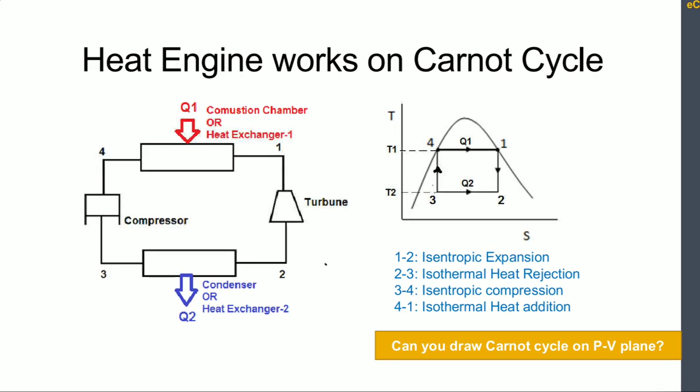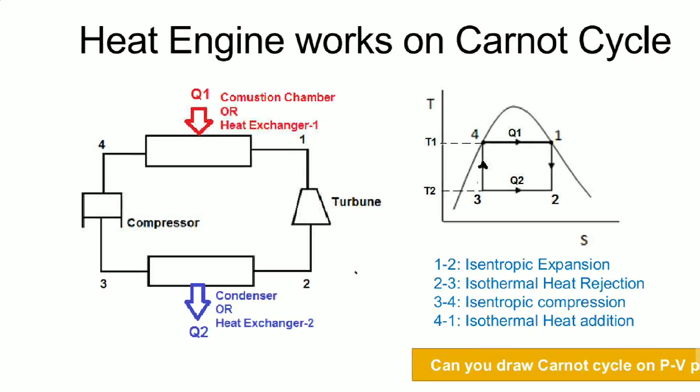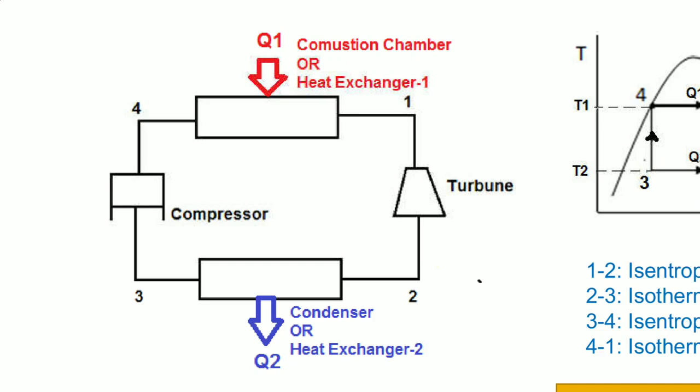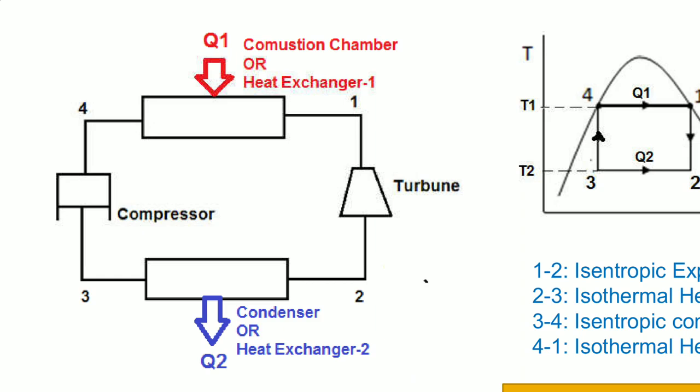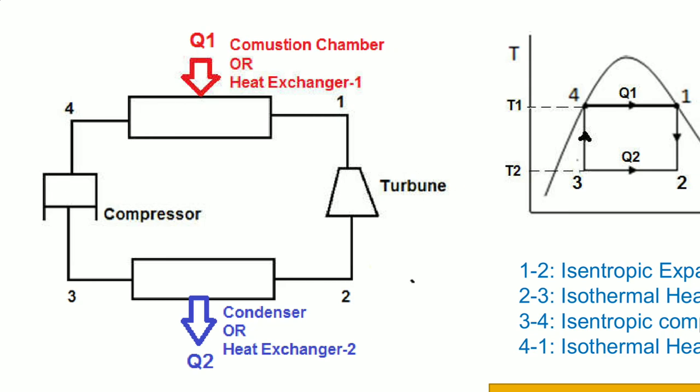Okay. Now this Carnot cycle is shown in a block diagram, or you can see the working of the Carnot cycle in the block diagram. Here 1 to 2 is the turbine or the expander, in which we are getting the work output. 2 to 3 in which heat is rejected into the surrounding or atmosphere by condenser or heat exchanger. 3 to 4 is the isentropic compression in the compressor, and 4 to 1 is the isothermal heat addition in the combustion chamber or heat exchanger.